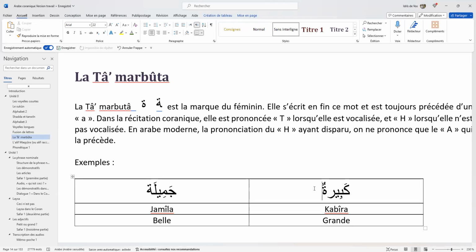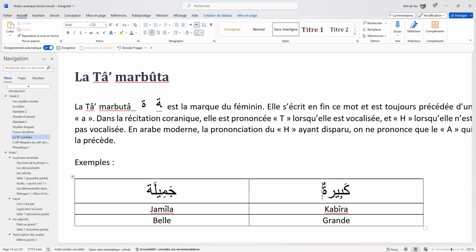What's the problem? Well, let me explain. In fact, this ta marbuta is a kind of hybrid between two letters. Why? Because at the end of words, at the end of sentences, rather, in Arabic we don't pronounce the vowels.